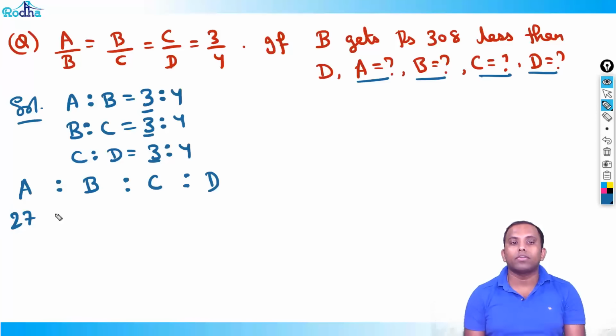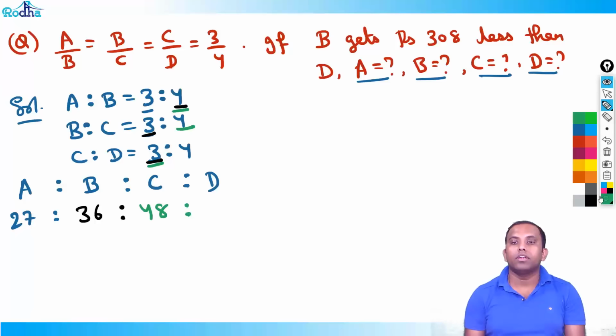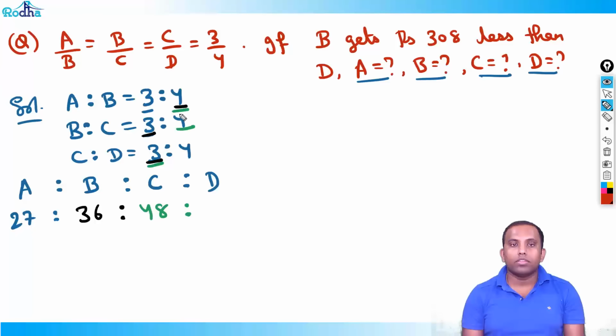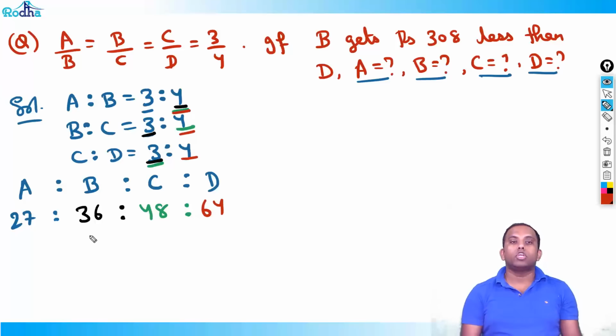So A is 27. Now B, by shifting 1. That means what is B? First denominator and next two numerators. So 4 into 3 into 3. So B is how much? B is 36. Third one. What is C here? C is first two denominators and next numerator. That is 4 into 4 into 3, that is 48. Now D here. D is all denominators. That is 4 into 4 into 4, 64. This is the ratio of A is to B is to C is to D.